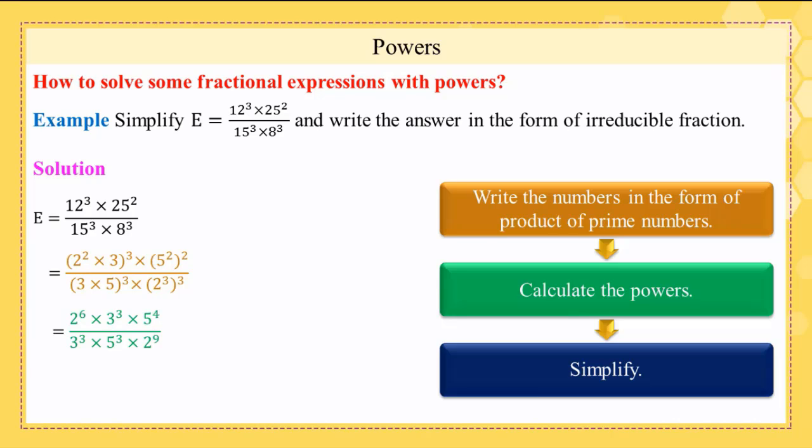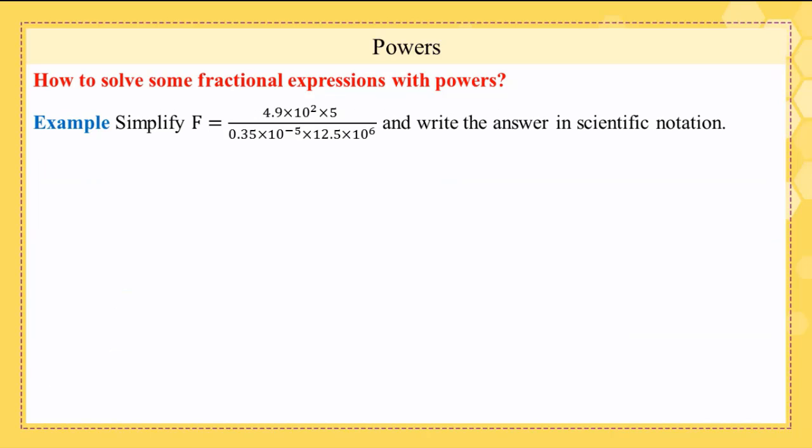The third and last step is to simplify. As we mentioned before, since the operation between the numbers is times, we simplify the expressions, and the final answer is 5/8. This is an example. Simplify F and write the answer in scientific notation.